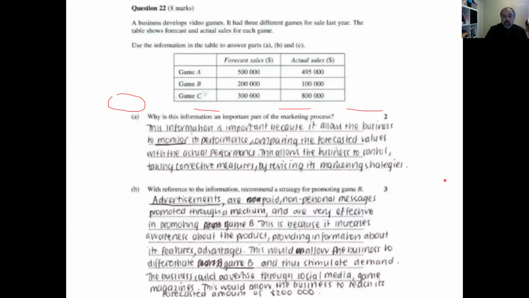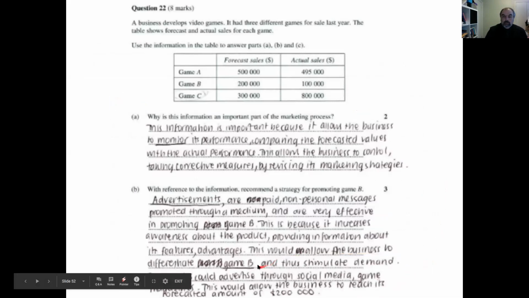All right, our next question, and I apologise, it might be a little bit difficult to read. In this particular question, question 22, a business develops video games. It had 3 different games for sale last year. The table shows forecast and actual sales for each game. So we've got game A, B, C. We've got forecasted, so that's what we were hoping to achieve, and the actual results there.